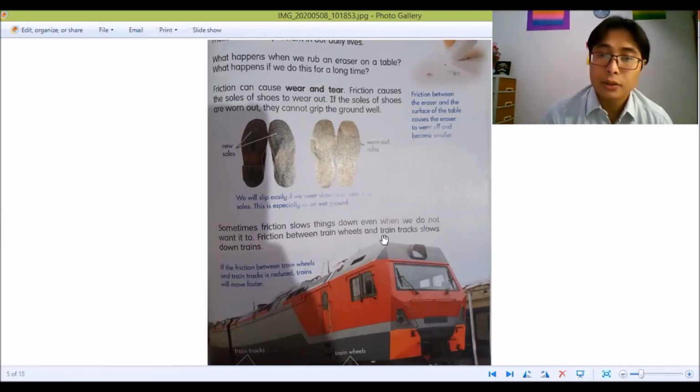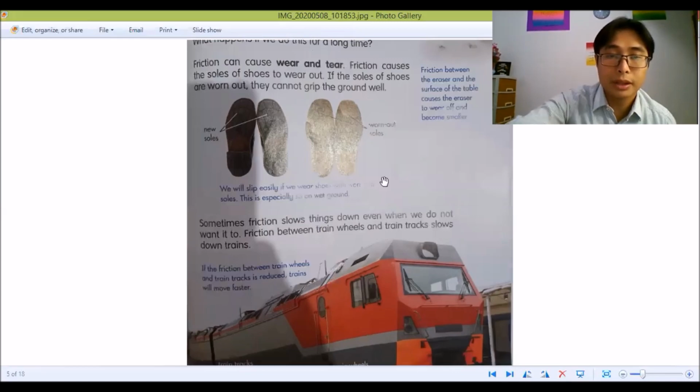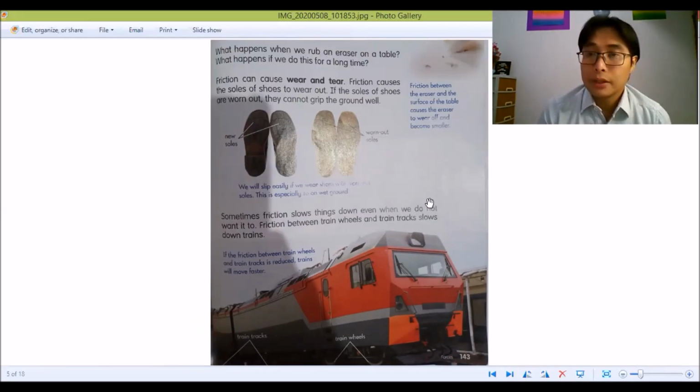Sometimes friction slows things down even when we do not want it to. Friction between train wheels and train tracks slows down trains. If the friction between the train wheels and train tracks is reduced, trains will move faster. If the train wheels and tracks are old, because of the friction, the train will move very slowly. So they need to be clean so the train will move faster.